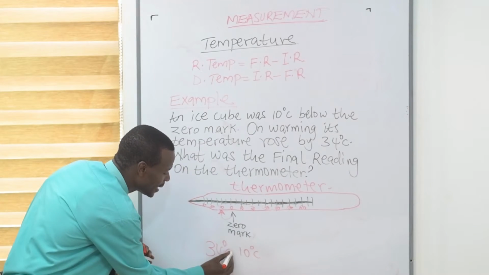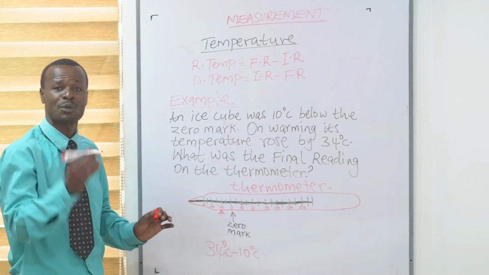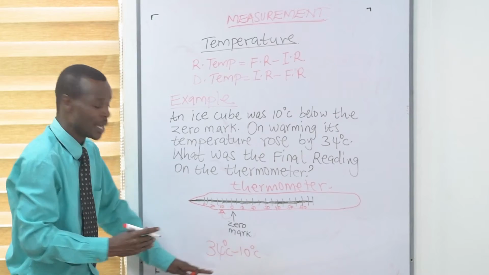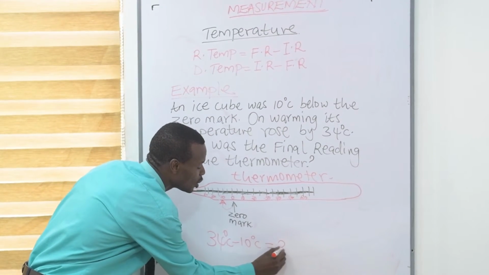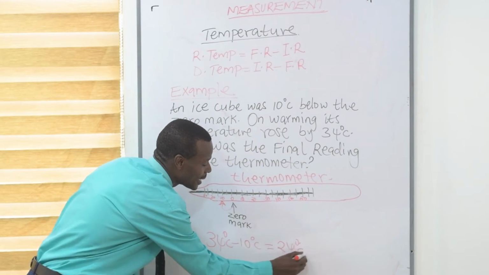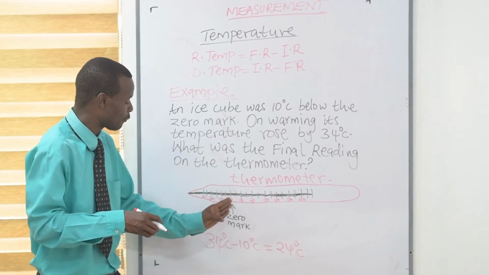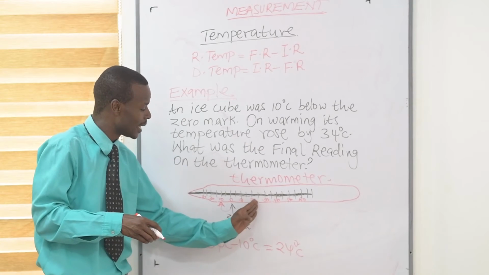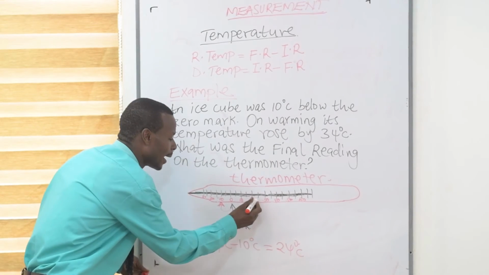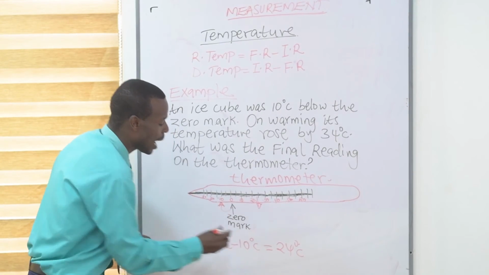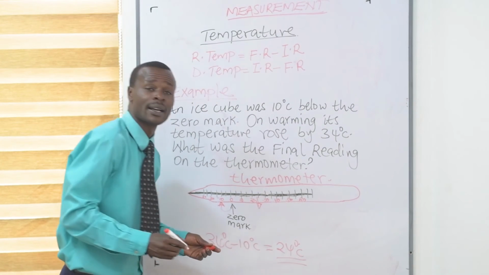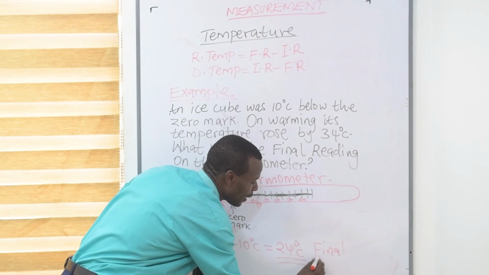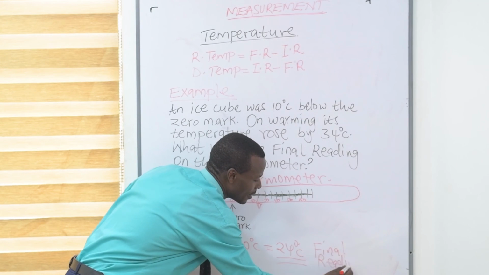So if this 10 degrees centigrade is subtracted from that rise of a total of 34, then we remain with 24 degrees centigrade, which will now be read from 0 through 10 through 20 and then 24 somewhere here. So our 24 degrees centigrade becomes our final reading on the thermometer.